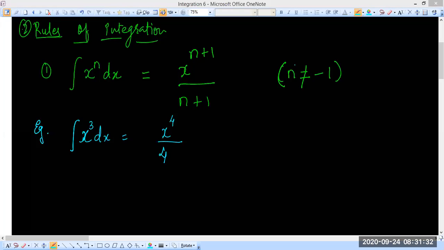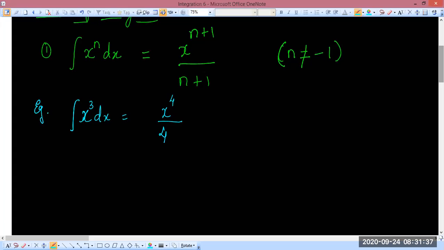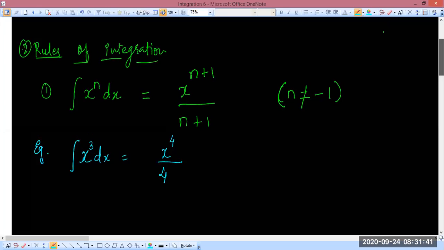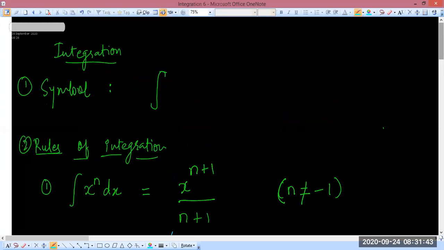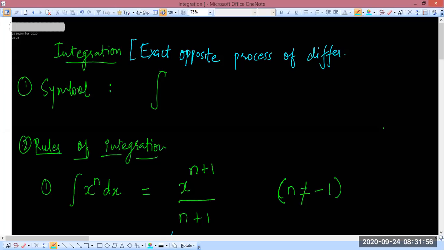All right. So what I was telling you is that there's something very nice that you could remember. That integration is actually the exact opposite process of differentiation, right? It is the exact opposite process of differentiation. Let me show you why.